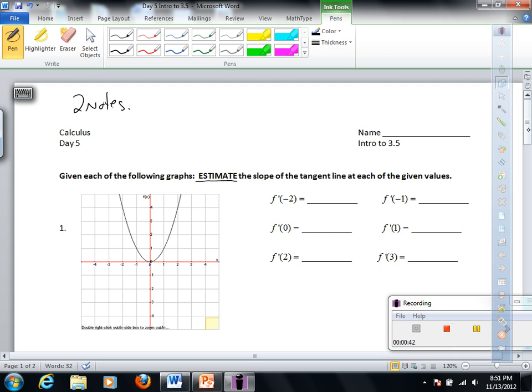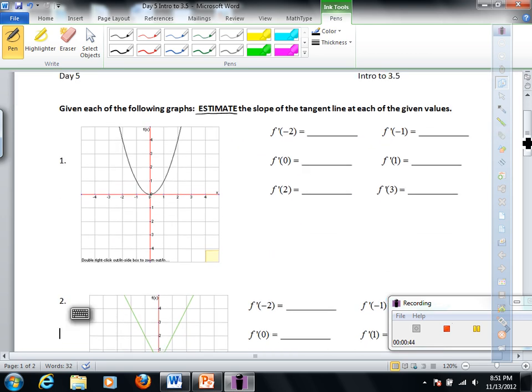But here's where I'm going to go first. Look at this parabola right here. It's the parabola y equals x squared. What I would like for you to do is estimate the slope of the tangent line at x equals -2. Now I can go back and forth because I have a tablet. So here's what I'm going to do. Keep in mind, estimate. Here's the point. When x is -2, I get a y value of 4.